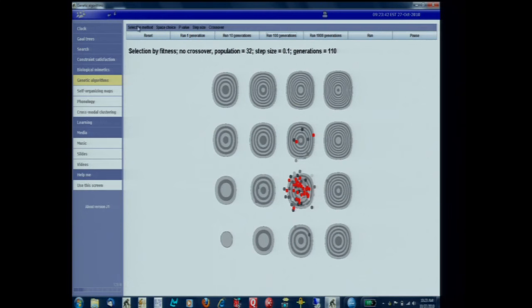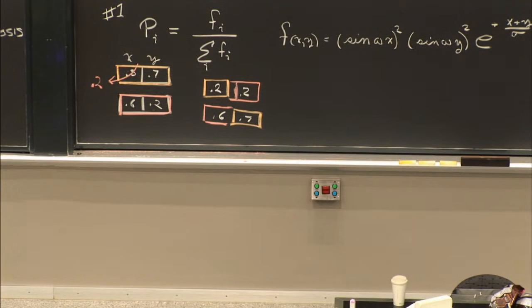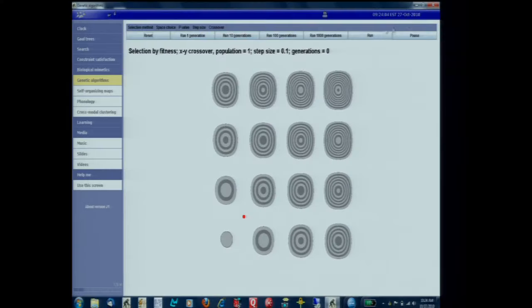Just another question. Yeah. That picture is just the contour lines of that function. So the reason you see a lot of contour lines in the upper right is because it gets much higher, because there's that exponential term that increases as you go up to the right. So I don't know, let's put some crossover in and repeat the experiment. Run 100 generations.